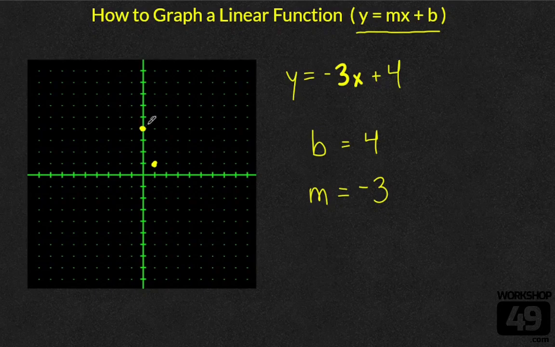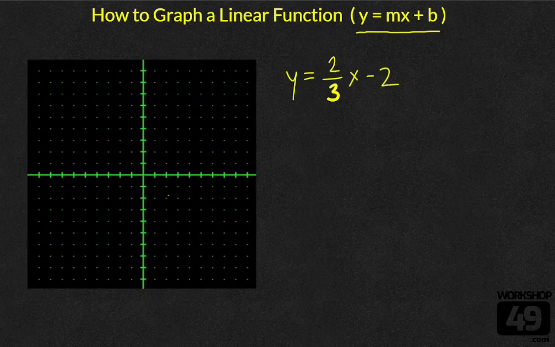Now that we have 2 dots, we can go ahead and connect those dots. Just like this. Put a little arrow. Back up this way. Put a little arrow. And that's our linear function. We drew a straight line. All we needed to find was the b value to know where to start, and the m value to know how much we're going up or down. Let's go ahead and try some with fractions.